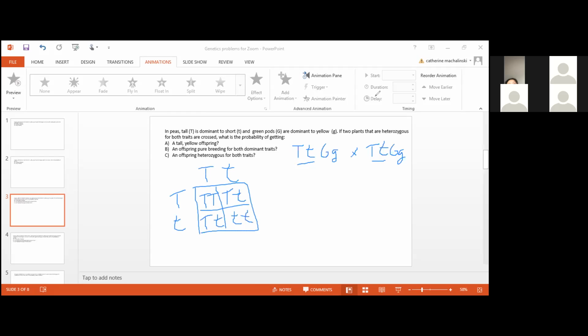So that's the square for the T's, for the height. Now let's ignore the T's, pretend they aren't there. So now I have big G, little g crossed with big G, little g. Again, if I do a Punnett square, it would look like this. I'm just taking the gametes from each of the two parents and putting them on the tops and the sides.